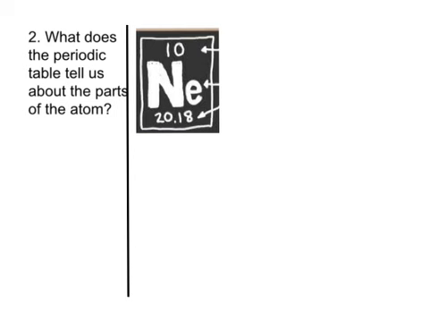All right, so here we have the symbol for neon. This is what it looks like on your periodic table. It has the 10 on top, we have the Ne in the middle, and then we have 20.18 here on the bottom. So we're going to take a look and see what each of these three things on the periodic table tell us. All right, we'll start here with the 10 on top.